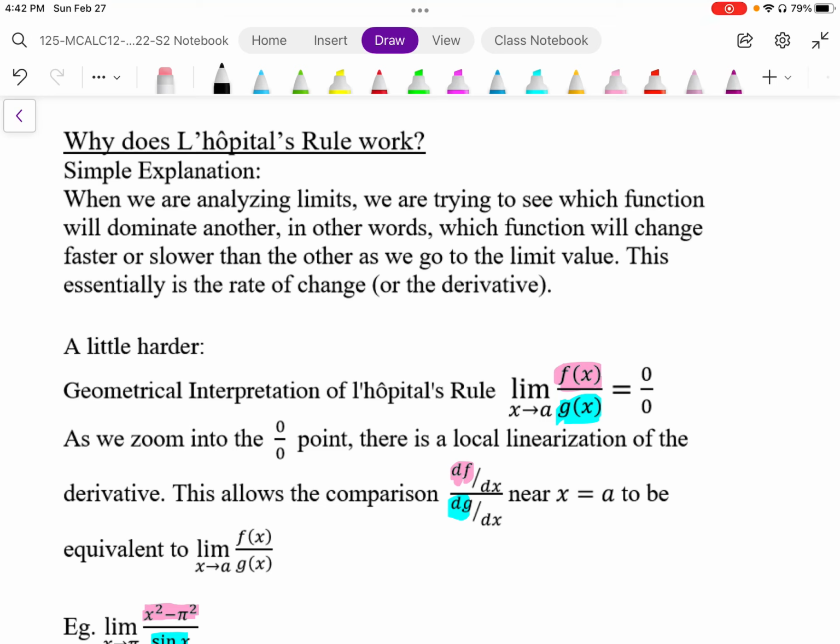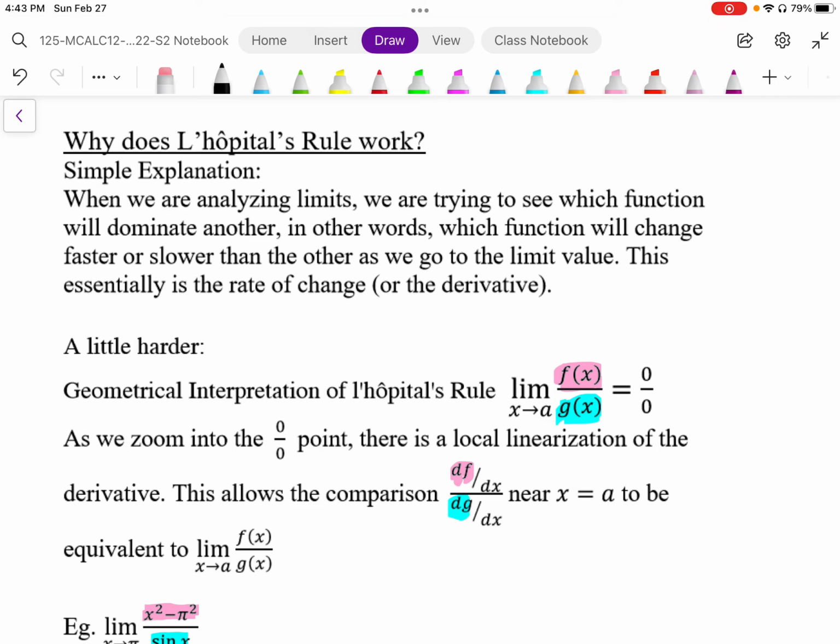And we can then compare the derivative of the numerator to the derivative of the denominator to see how fast they're going to the point, and that ratio would allow us to figure out where it ends up. That's a simple explanation.